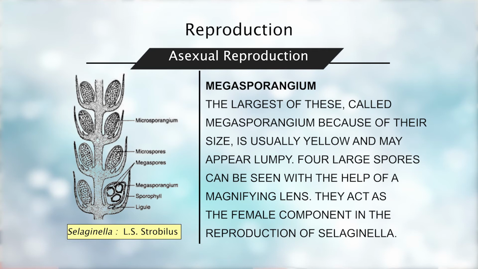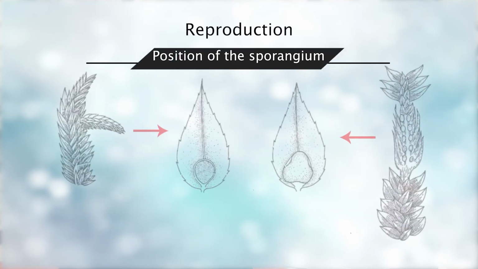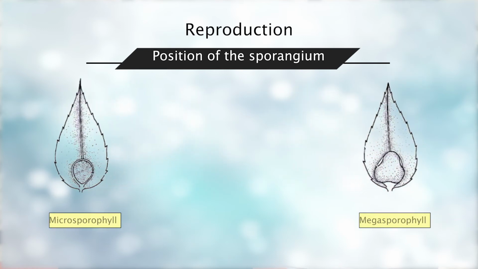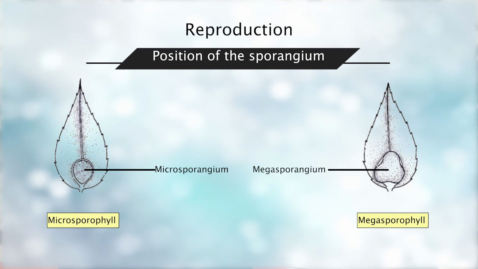Here it is so. Now, what is the position of the sporangium? The sporangia are present on the sporophylls. Sporophylls are the leaves. So, the leaves for microsporophylls and megasporophylls are the same. The microsporophyll holds the microsporangium and the megasporophyll holds the megasporangium.